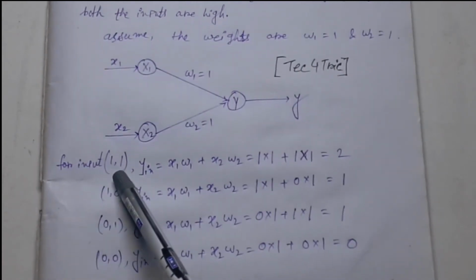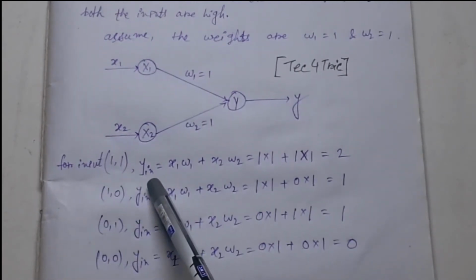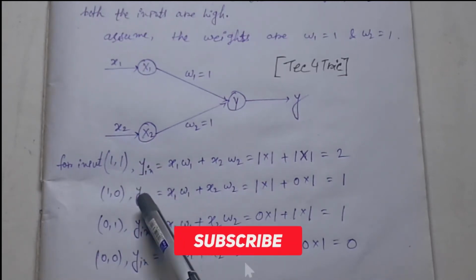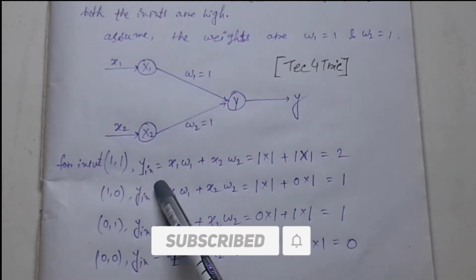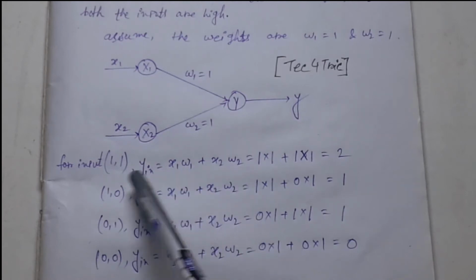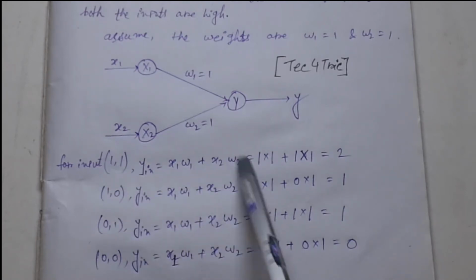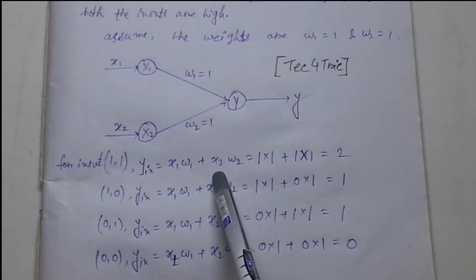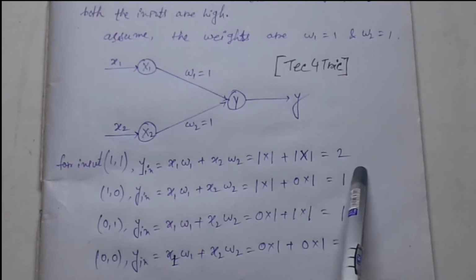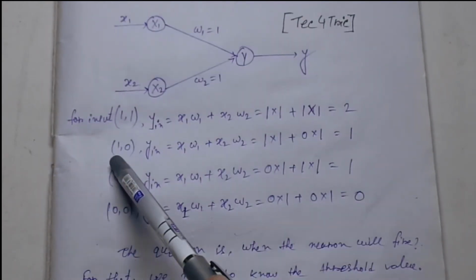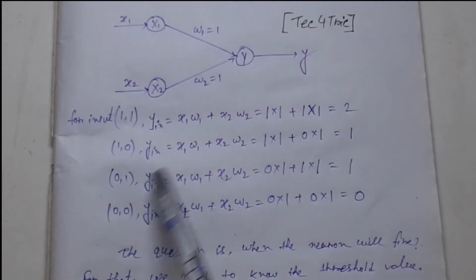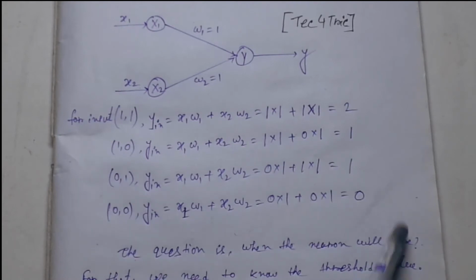So for input 1, 1, we have to calculate y input first and then we have to pass this y input to an activation function. So y input is equal to x1 into w1 plus x2 into w2. So x1 is 1, w1 is 1, x2 is 1 and w2 is 1. So 1 into 1 plus 1 into 1 is equal to 2. So like this we have to calculate for the rest of the inputs. 1 and 0 it will be 1, 0 and 1 it will be 1, and for 0, 0 it will be 0.